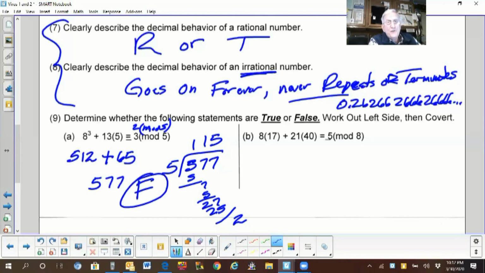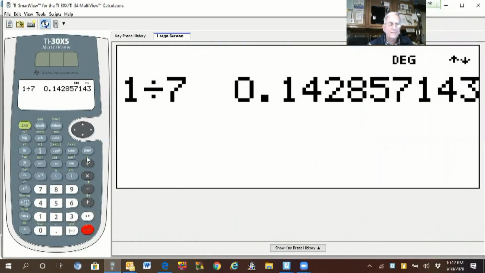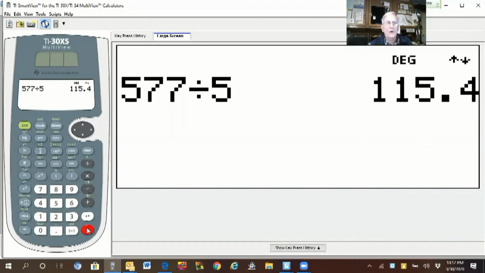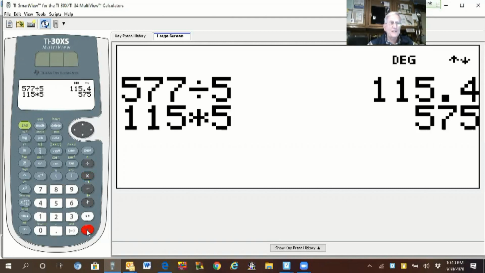Now remember, I said that you can do this on your calculator, okay? So if you work the problem out and use your calculator, you could take your 577 and divide it by your mod number, 5. Notice you get the whole number, 115. Throw away your decimal. If you simply take the 115 part of it and multiply it by your mod number, 5, you get 575.